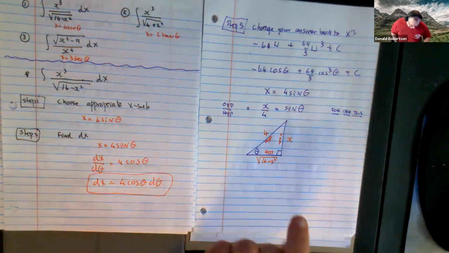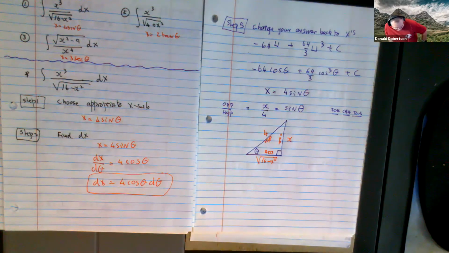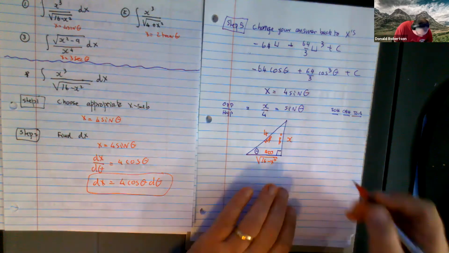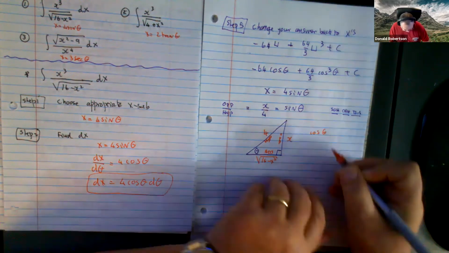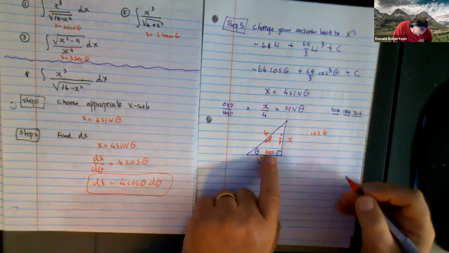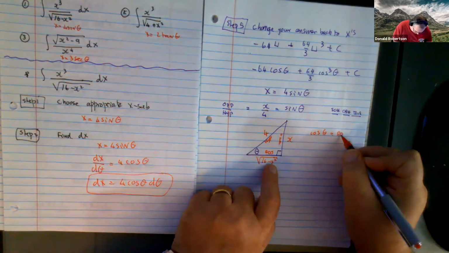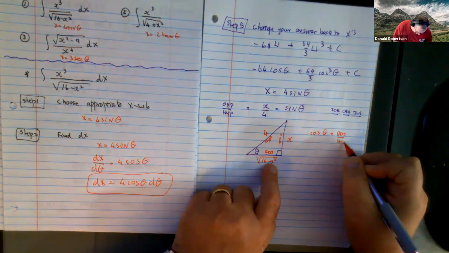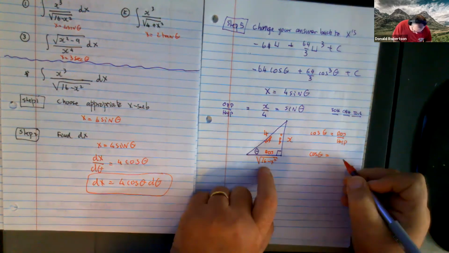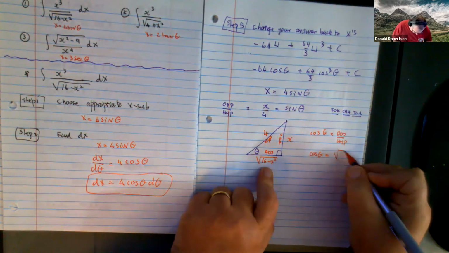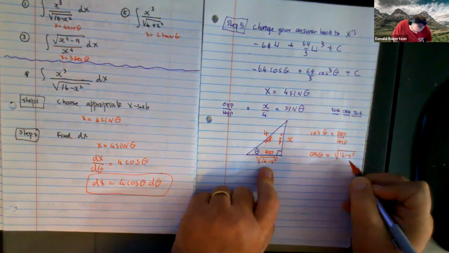Now, from this triangle, can I find sines of theta, cosines of theta, tans of theta, secants of theta? Can I find anything theta that I want? And what do I want? Well, I want cosine of theta, don't I? I'll stick to red, because my answer uses cosines. Well, isn't the cosine the adjacent over the hypotenuse? So a cosine will be the square root of 16 take away x squared divided by 4.